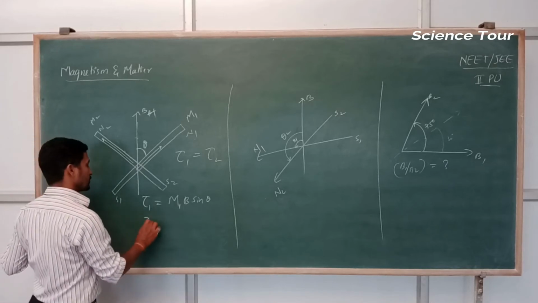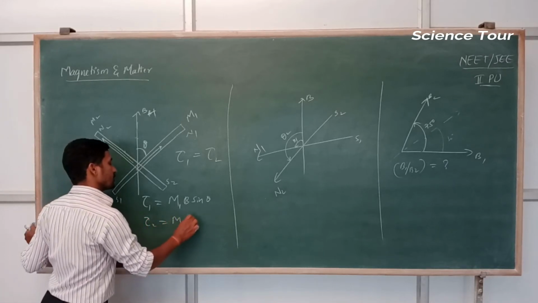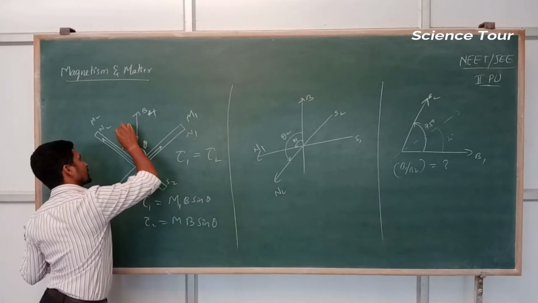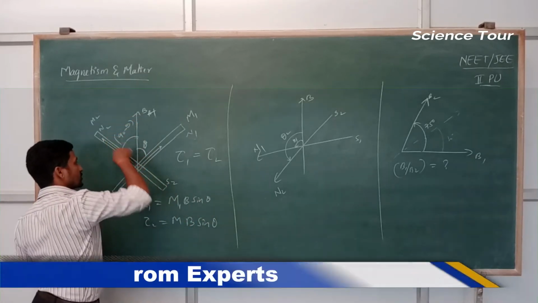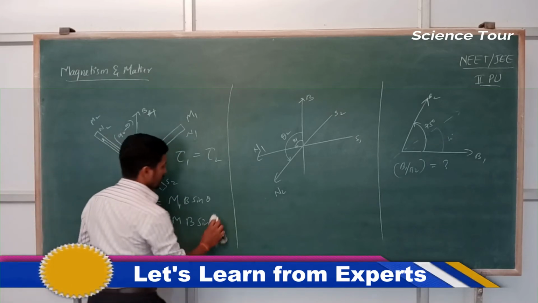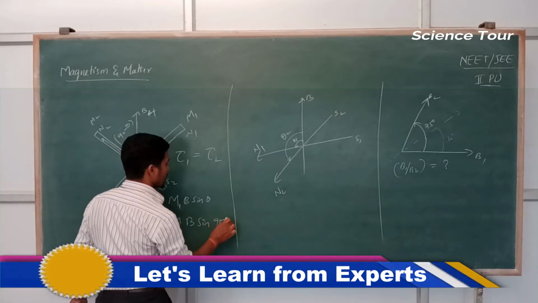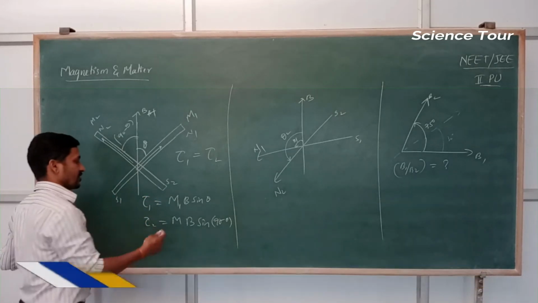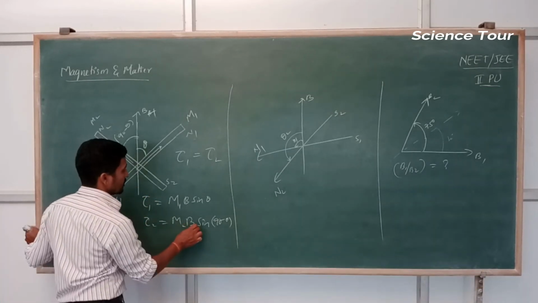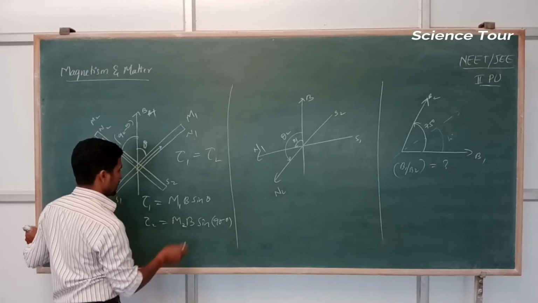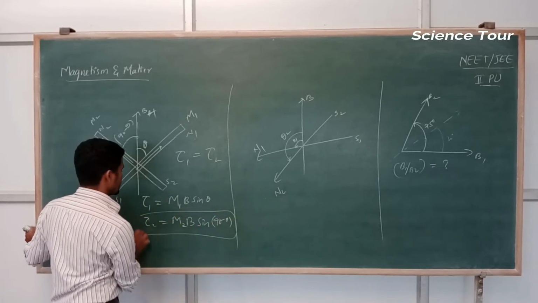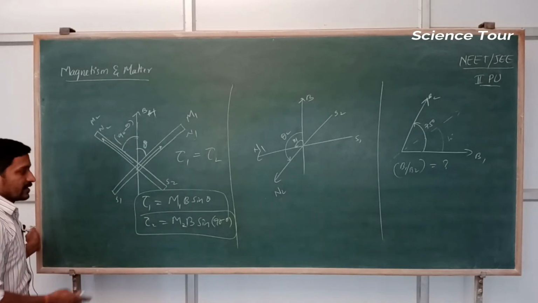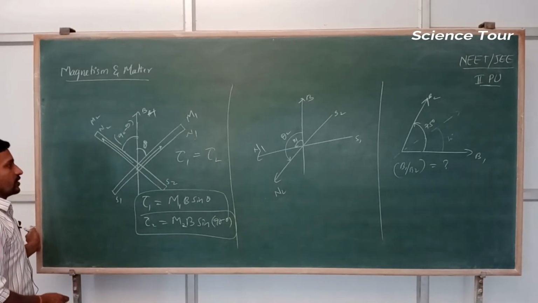For torque 2, which is equal to mB sin theta, but what is that theta? Theta is nothing but 90 minus theta, because both are arranged in the perpendicular direction. So sin of 90 minus theta you can write as cos theta. It is m2 and B. So by using these relations, you can find out the magnetic moments or the magnetic field strength.